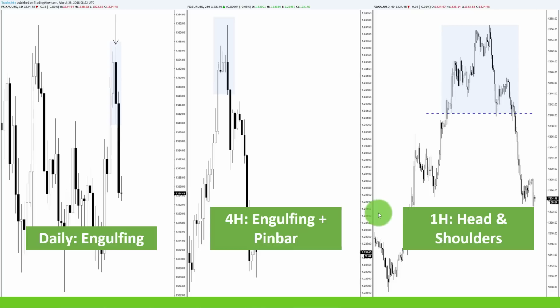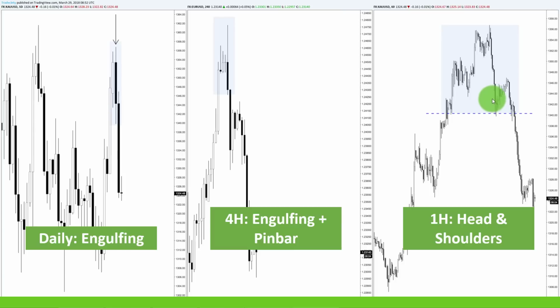If we now go to the even lower time frame, to the 1 hour, we can see how this engulfing candle on the daily actually looks like a head and shoulders on the 1 hour time frame. You can see this price behavior very nicely. We have the left shoulder here, then we have our head here, and we have the lower right shoulder here at the right hand side, and all of those things happen inside of this engulfing candlestick formation.